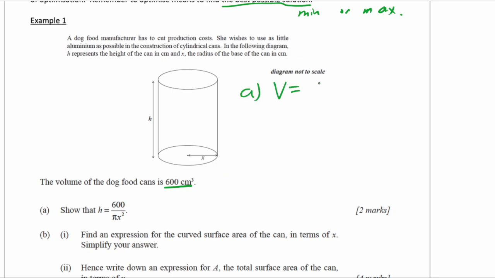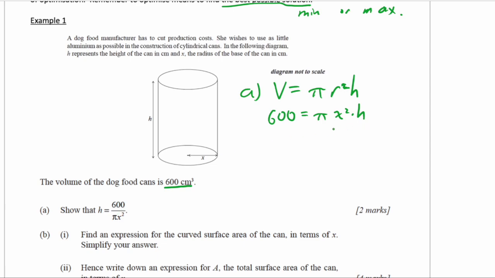So volume equals pi r squared h for a cylinder, which is in the formula booklet. So 600. Now x is the radius here, so it equals pi times x squared times h. It's a show that question, so we're not using that information. This is like our answer. We're going to simplify the expression until we get this.